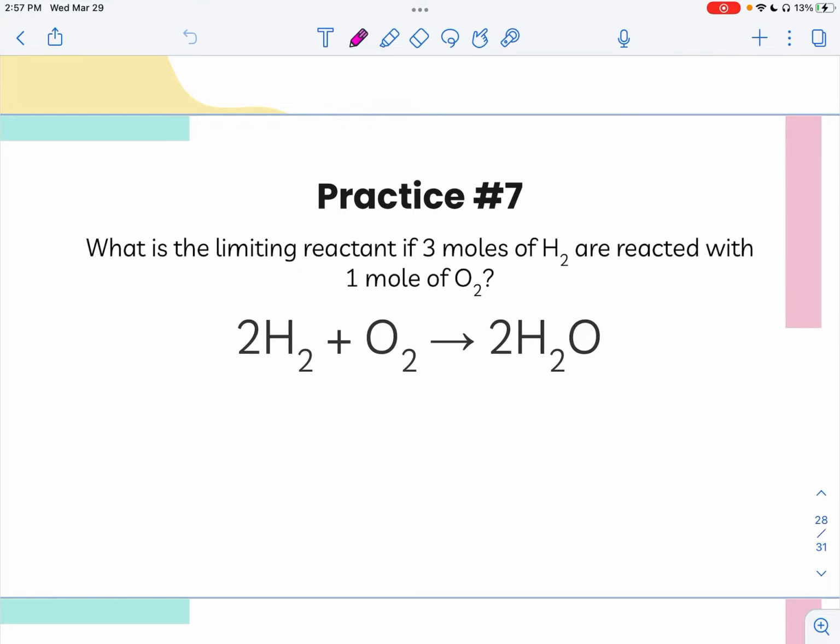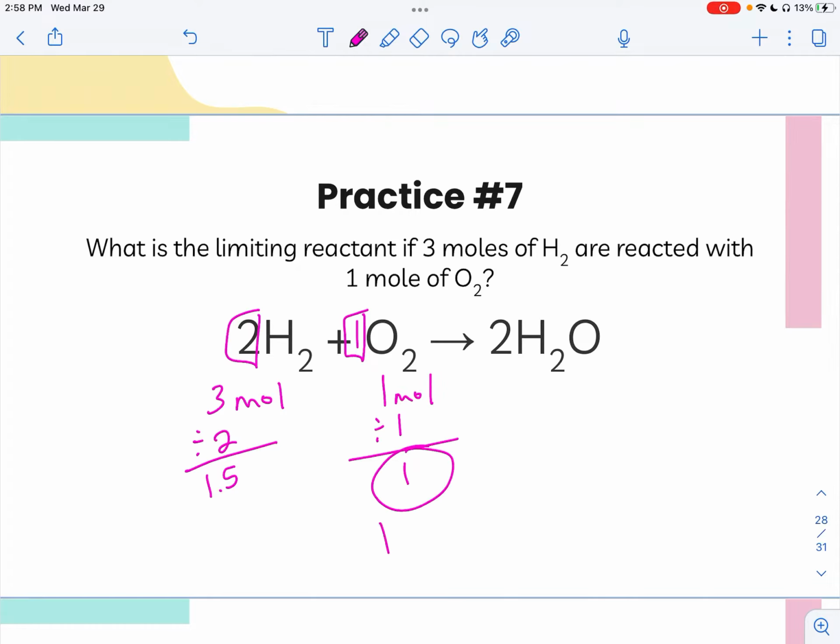So for question number 7, we have our equation. It's already balanced. So now we can just compare what we're given to how much we need to actually make our reaction. We're told that we have 3 moles of hydrogen and 1 mole of water. So remember, the easiest thing to do is just to divide by the big number. Remember, that's an invisible 1. So in this case, our smallest number is the 1. So oxygen is our limiting reactant.